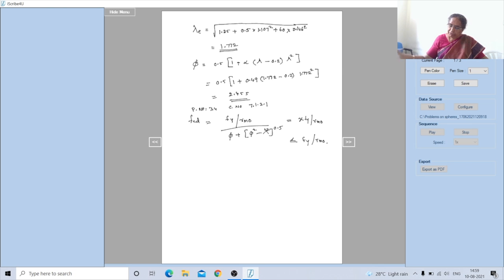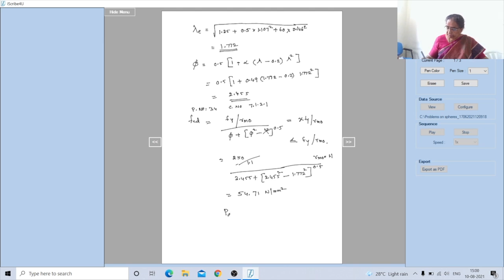So we will put in all the values we know. Fy is given as 250, divided by gamma m0, the partial safety factor, taken as 1.1, divided by phi, which I have already calculated, 2.455, plus 2.455 squared minus 1.772 squared, to the power 0.5. I have substituted all the values. So FCD equals 54.71 Newton per mm square.